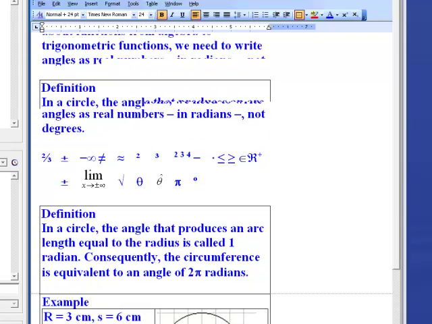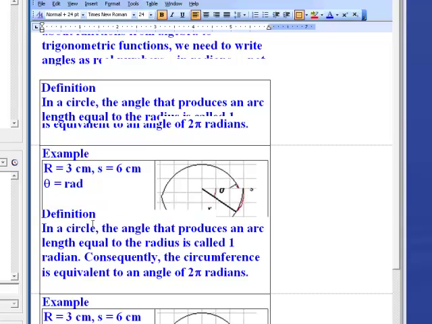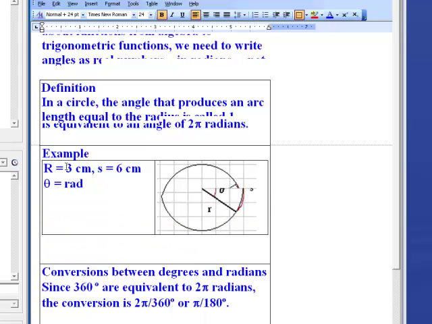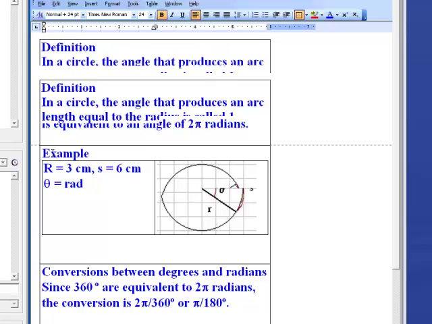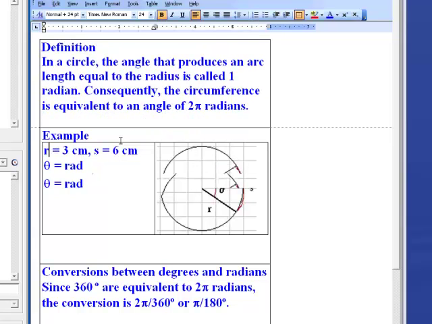As an example, for the arc length, let me make this lowercase r, we have a radius of 3 centimeters and an arc length of 6 centimeters, and then the angle that would be subtended here is 6 centimeters divided by 3 centimeters, which comes out to 2 radians.